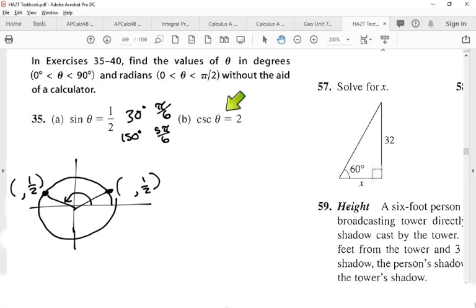Now this one's kind of weird because it says cosecant theta equals 2. And how often do you work with cosecant theta? Let's just get rid of them, shall we? We shall. What's the reciprocal to cosecant? Sine theta. So what does sine theta equal? 1/2. Oh, hey, the answers are the same right here. You see that? This is the same as that. Oh, whoa. So those are the two angles that would give you 2 for cosecant theta.